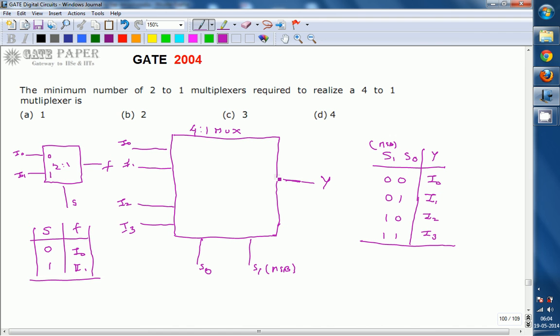How do we implement the 4 to 1 multiplexer functionality using 2 to 1 multiplexers? A 4 to 1 requires 4 inputs, but a 2 to 1 has only 2 inputs. So we must use 2 to 1 multiplexers like this.